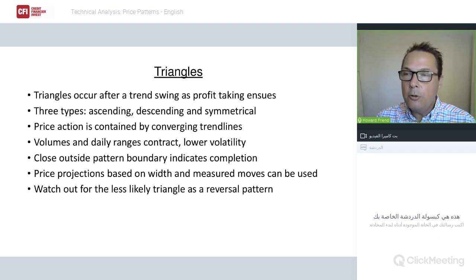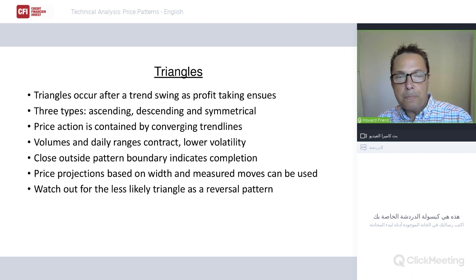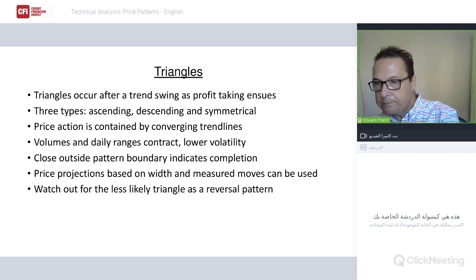So again, the close outside the boundary of the pattern indicates completion of the pattern and gives you the directional bias, and you can start to come up with your price projections based on the width of the triangle, and also there will be measured move targets as well based on the trend, if it's in the direction of the trend. So, as I mentioned, triangles can also be reversal patterns. It's a fair assumption that triangles will typically be continuation patterns, but obviously you have to be on the alert for completion of a reversal triangle pattern, and I'll show you some of these as well.